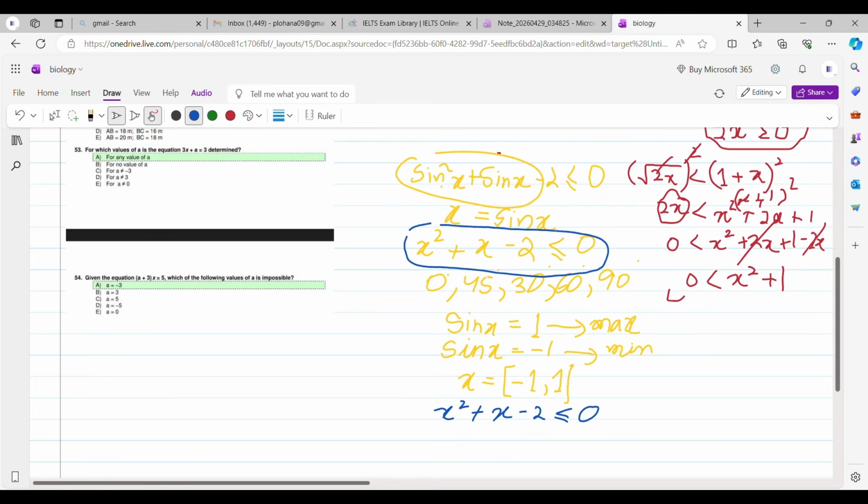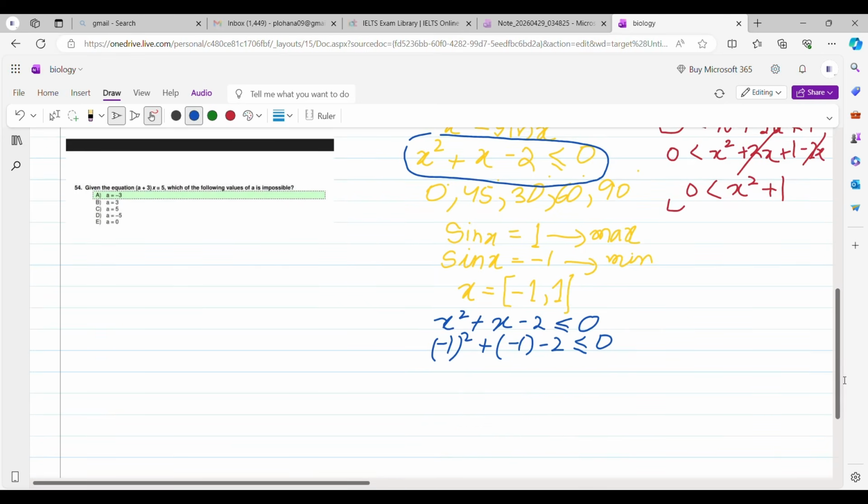Let's give it values. Our domain will be between minus 1 and 1. So let me try it with minus 1 first. If I put minus 1 instead of x here, minus 1 square plus minus 1 minus 2 less than or equal to 0. Let's see if it satisfies this inequality. So minus 1 square: any even number in the exponent form, your base number will be positive. So plus 1 plus minus 1 and minus 2 less than or equal to 0.